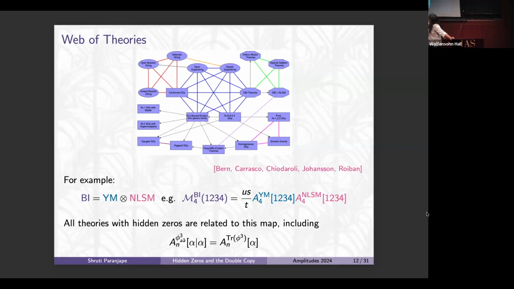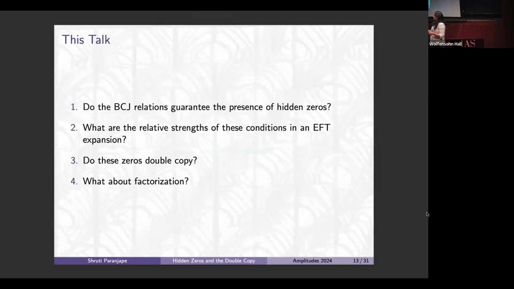So just for those of you who are uninitiated, for a theory to be a single copy, it needs to satisfy the BCJ relations. And for a theory to be a double copy, its amplitudes have to come out of the KLT formula. Okay, good. So this is roughly what I want to talk about. Do the BCJ relations mean you have to have a hidden zero? Do the KLT relations mean you have to have a hidden zero? What are the relative strengths?